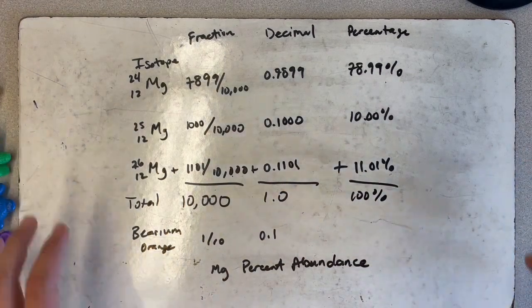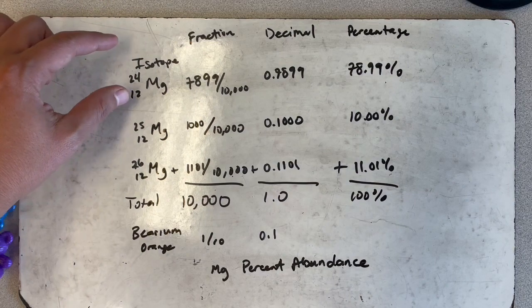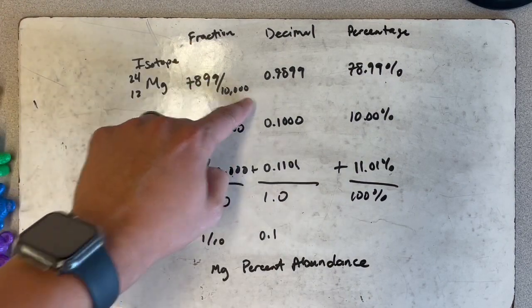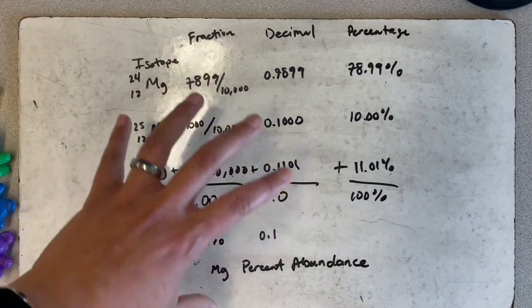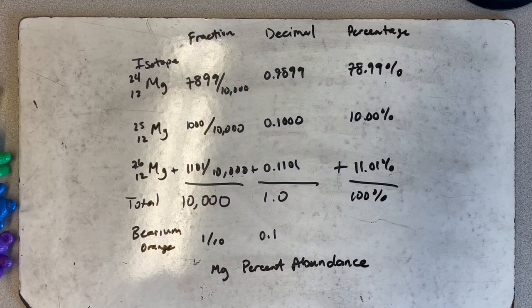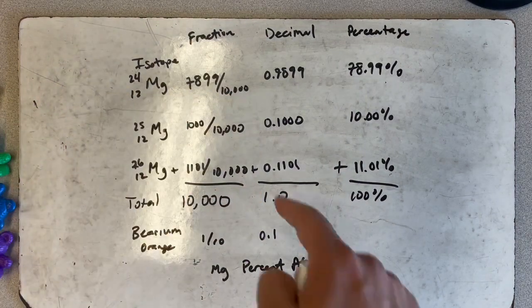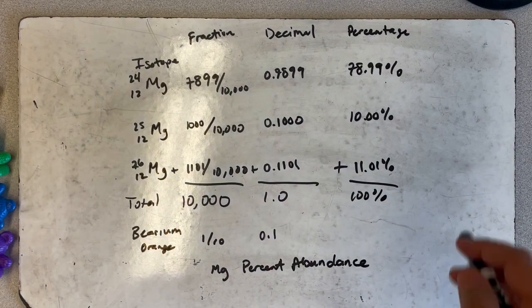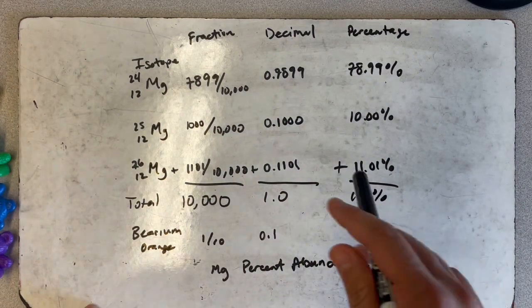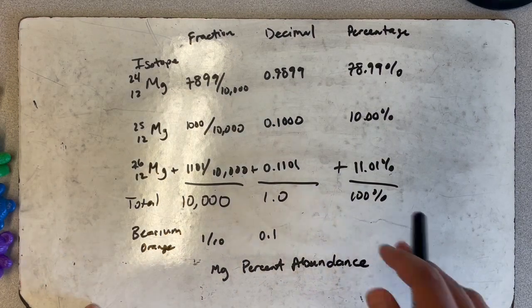So this is how we calculate percent abundance. Again, we have to take the fraction, which means how much each isotope is out of the total number of atoms that I count. Again, there's a machine called a mass spectrometer that does that for us. We can turn that into a decimal form by just dividing the part by the whole, and then if I multiply by 100, I can get the percentage. And the important thing about percent abundance is that when I add up all the isotopes, I should get 100%.